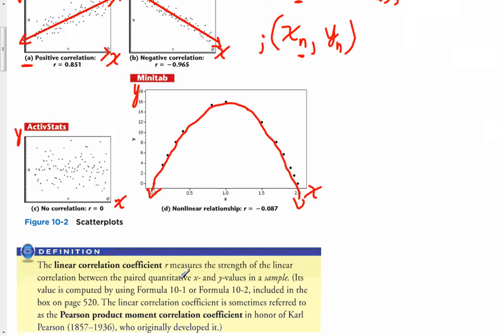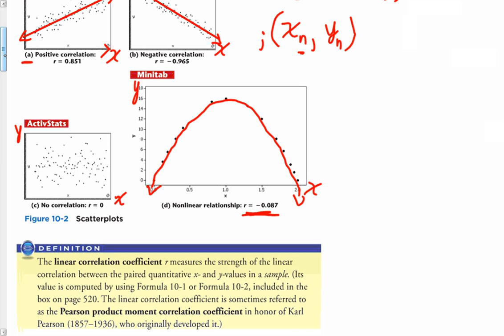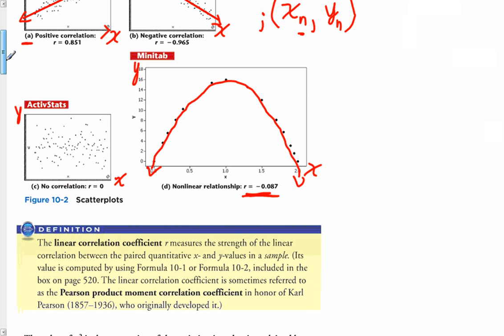There is some correlation here, but it's not linear, so that's why the linear correlation here would be deemed to be very weak. But this is the Pearson product moment correlation coefficient. This is R, the Pearson correlation coefficient.